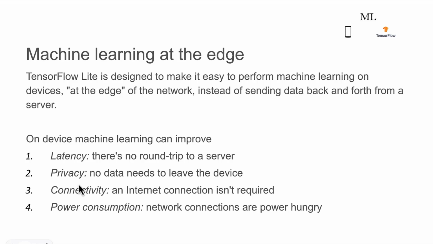And the next advantage is connectivity. As our machine learning model is present in the application itself, we don't need any internet connection to access it. And the fourth advantage is power consumption. As we are not using any network, our power consumption will be low, which means that our application will not be resource heavy. So these are some additional advantages which we get by using this library.